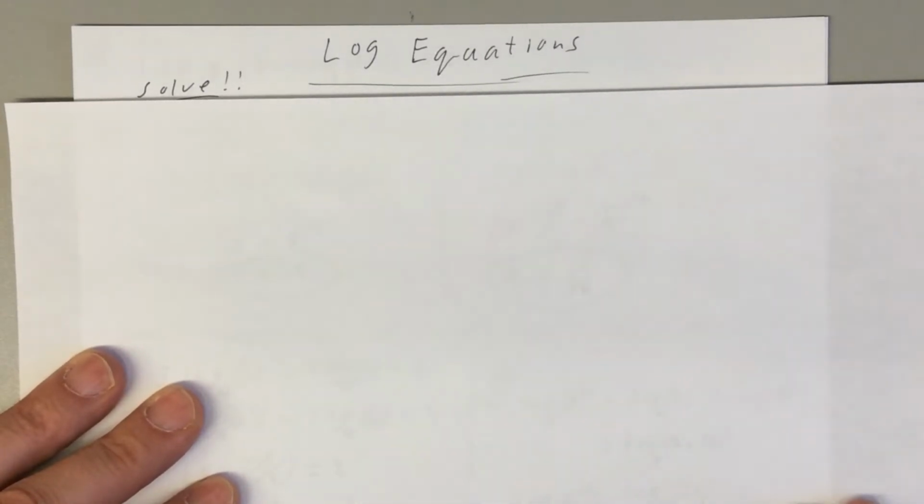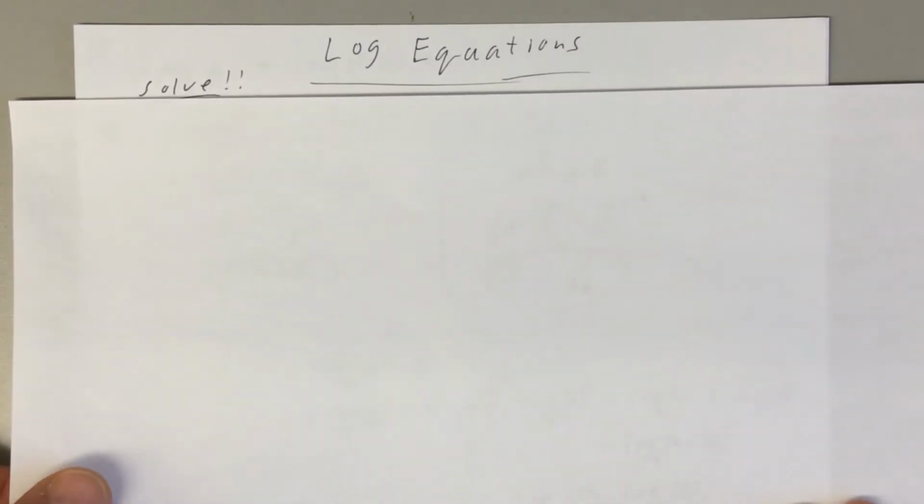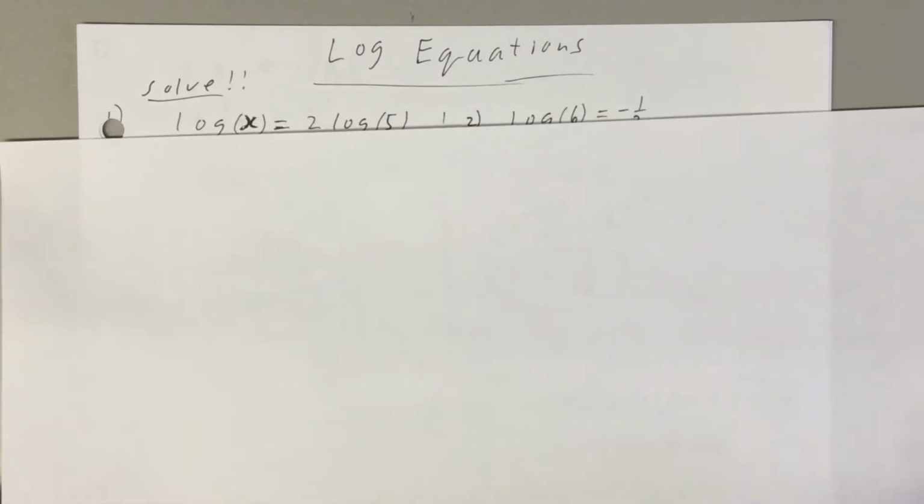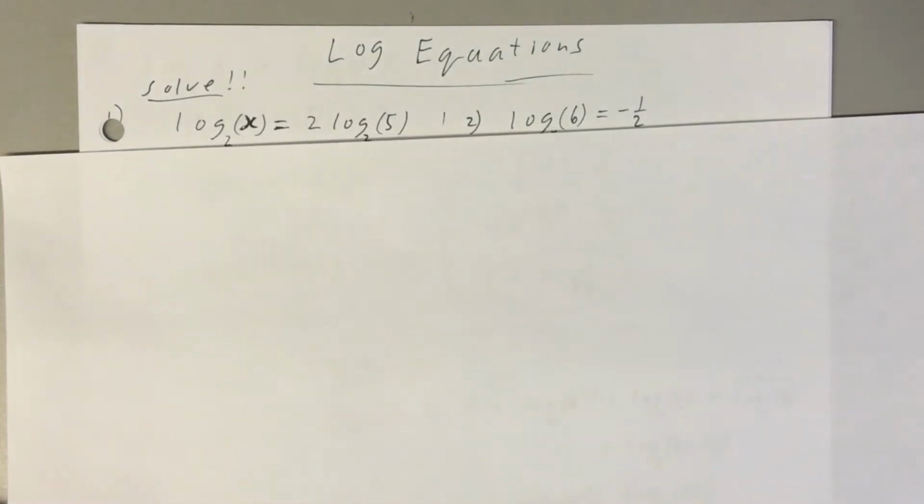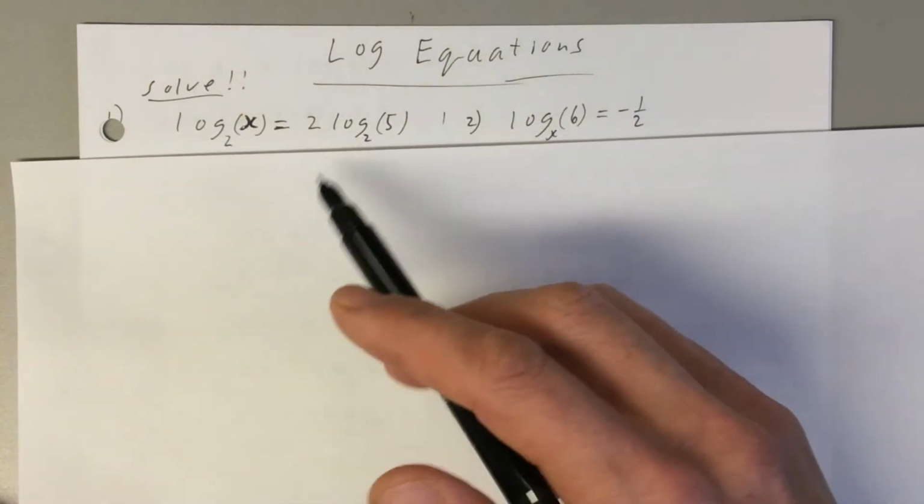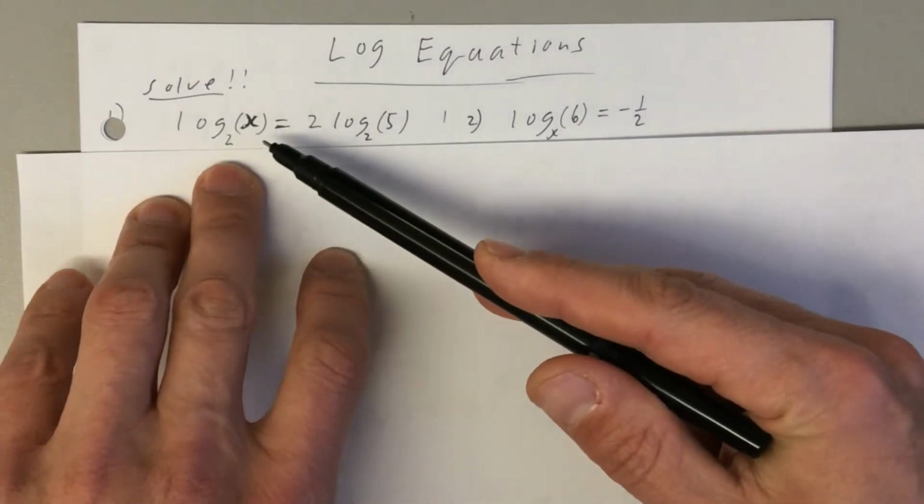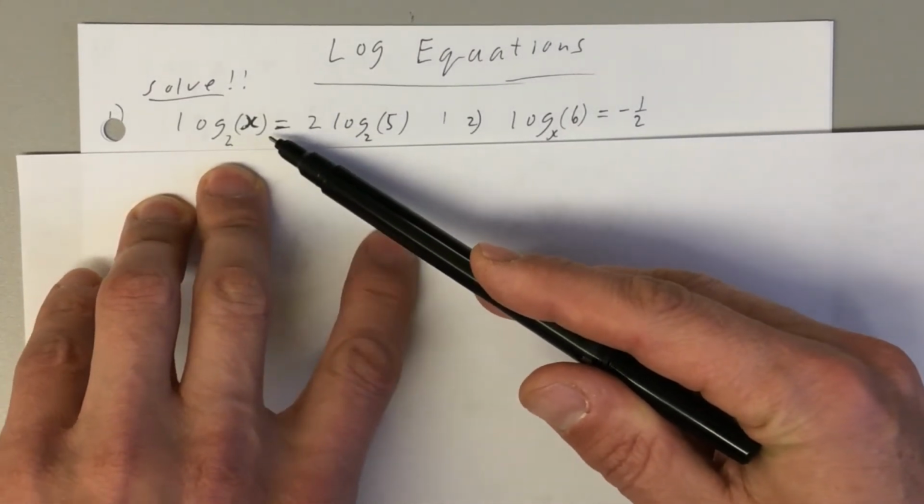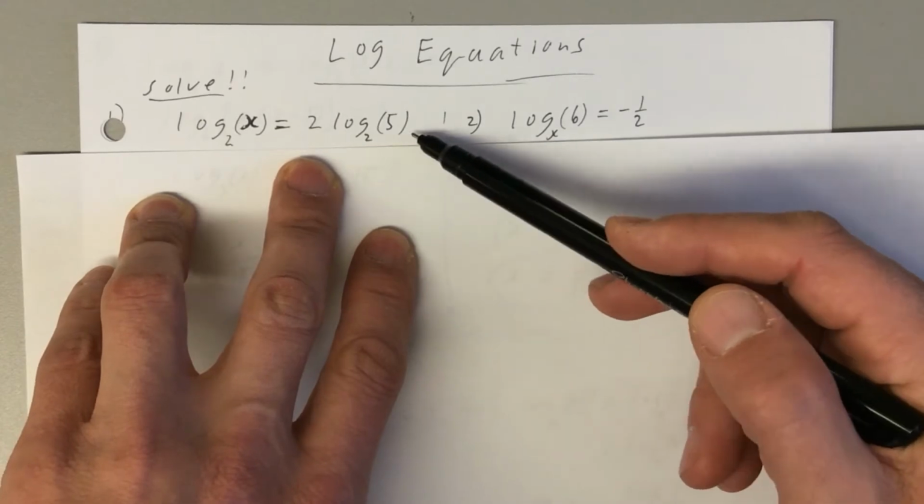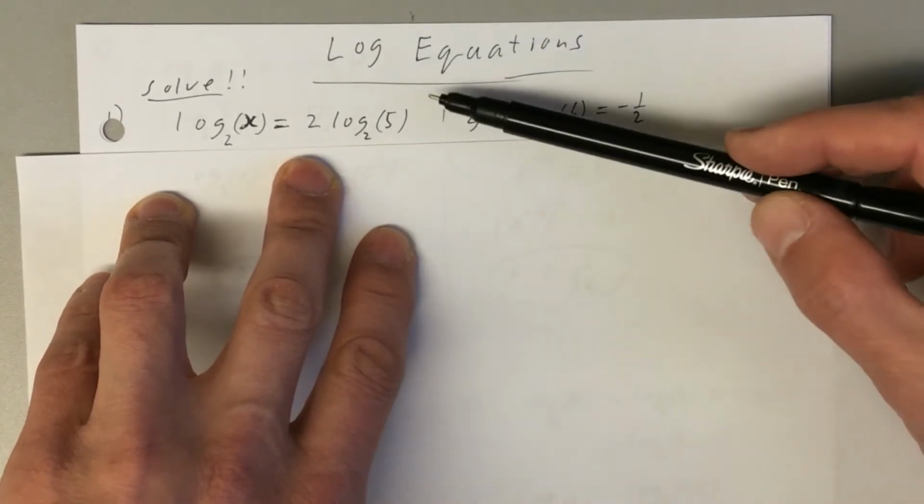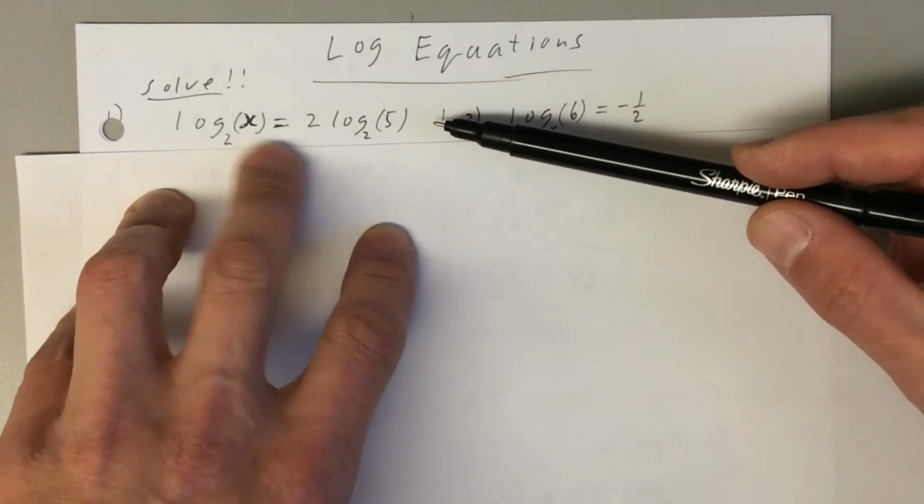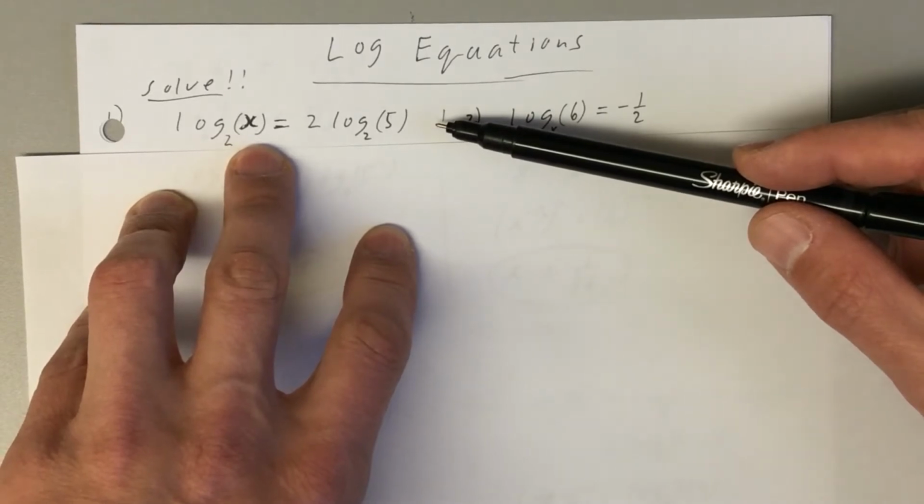Okay, in this video we're going to look at solving log equations. The first one we're going to look at is one like this: solving log base 2 of x equals 2 log base 2 of 5. To solve that we need to isolate what x is.